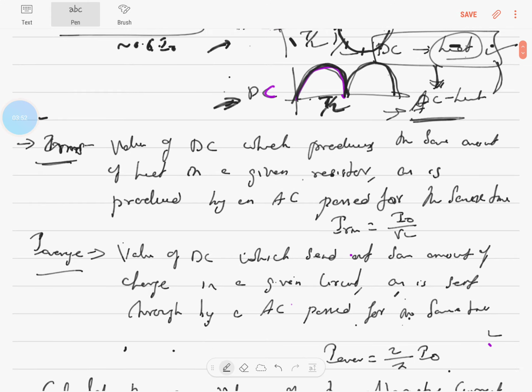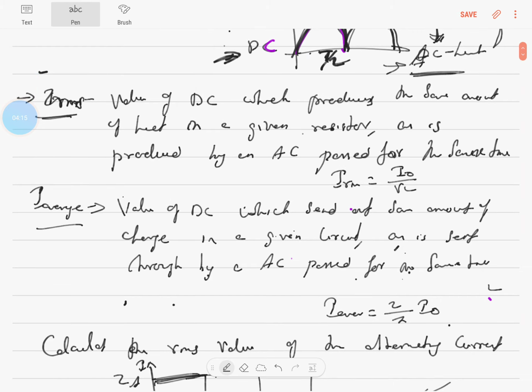So the average value is the value of DC which sends out the same amount of charge in a given circuit as is sent through by an AC when it's passed through the same circuit for the same amount of time. That is the definition. You understand that the RMS value is arrived at because of the heat produced in a resistor, while an average value is about the same amount of charge flowing through the circuit.